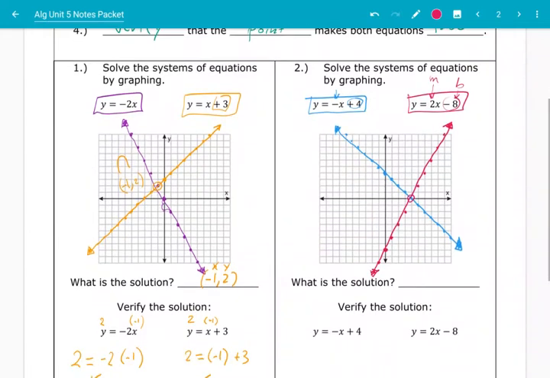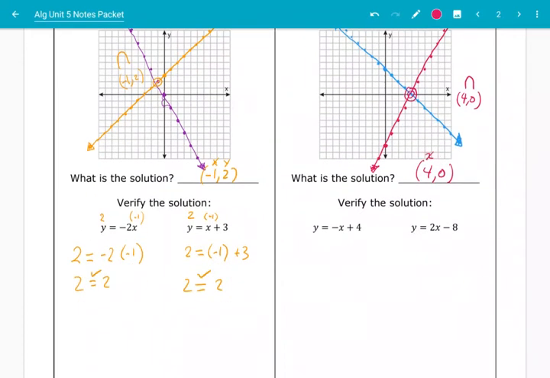All right. What is the solution? It's this point right here, and that's 1, 2, 3, 4. So the intersection is at 4, 0. Here's my intersection, 4, 0. So where they cross is 4, 0. That's my x and that's my y.